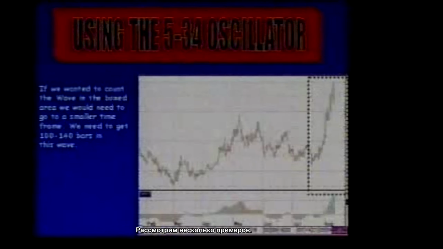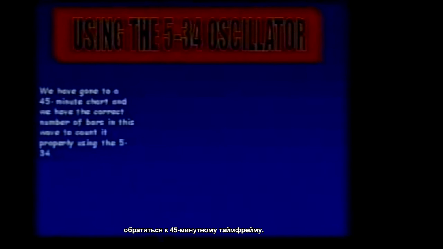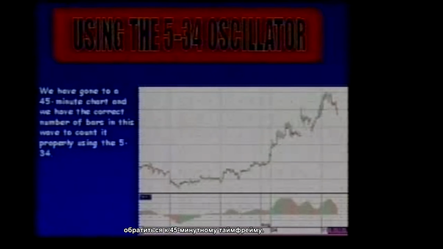Let's take a couple of examples. Let's say, for example, that we're looking at this bar chart and we want to know what's happening inside here. That certainly isn't 140 bars. Now, this is a daily chart, so to get 140 bars in there, what we have to do is go down to a 45-minute time frame.